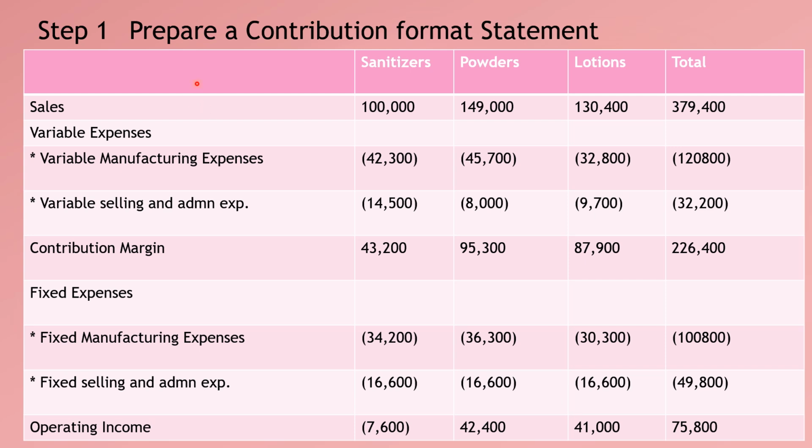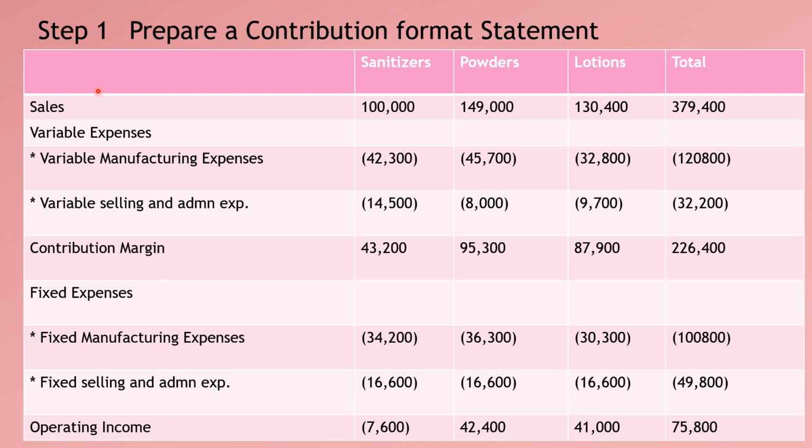Now how do you take a decision? The easiest way to solve is to just prepare a contribution format income statement. Now, what does contribution mean? Sales minus variable cost will give you the contribution margin. From that, you subtract all the fixed expenses and you get the operating income.